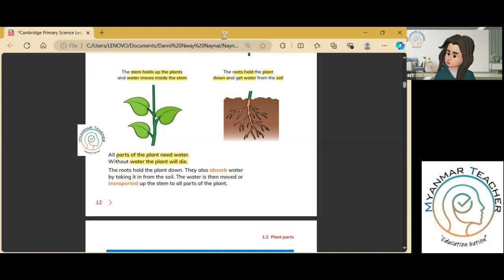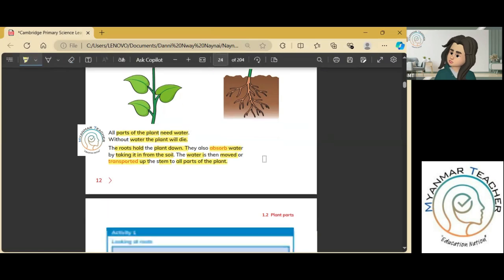The roots hold the plant down. They also absorb water, taking it from the soil. The water is then moved, or transported, up the stem to all parts of the plant. So the stem is very important.